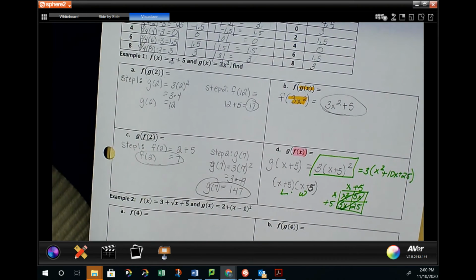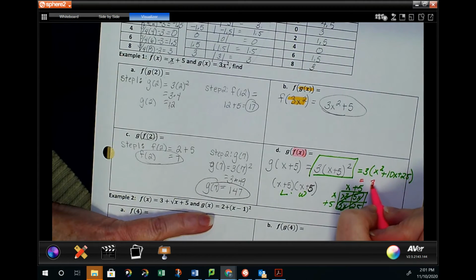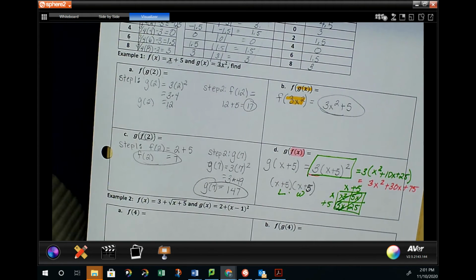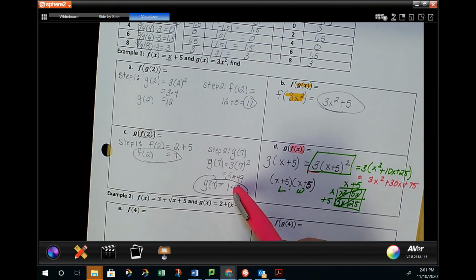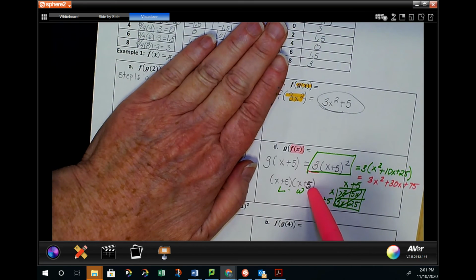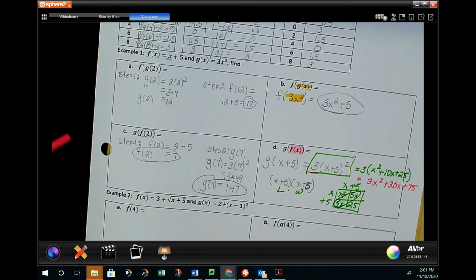So you can have that, or you can go one more step farther and distribute the 3. So 3x squared plus 30x plus 75. So it's either one of these 3, but if I were you, for distance learning, I would just leave it in the part that I boxed, and that's fine. Now, as you can tell, the order that you do things matters, because these 2 things are not the same, and these 2 things are not the same answer. So the order that you do things kind of matters.